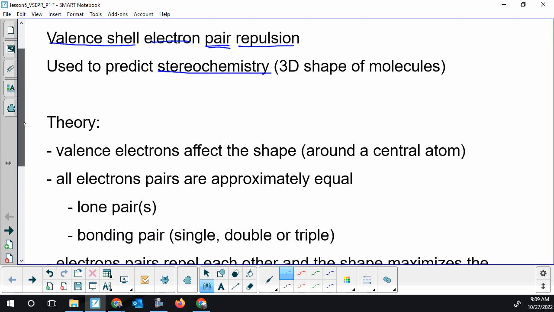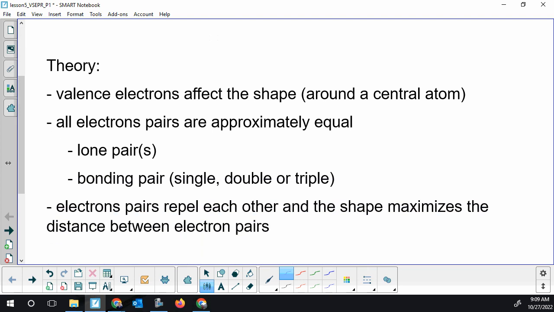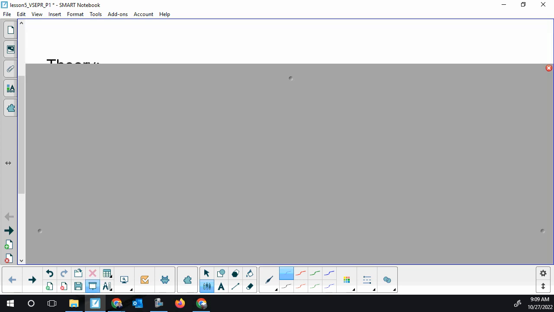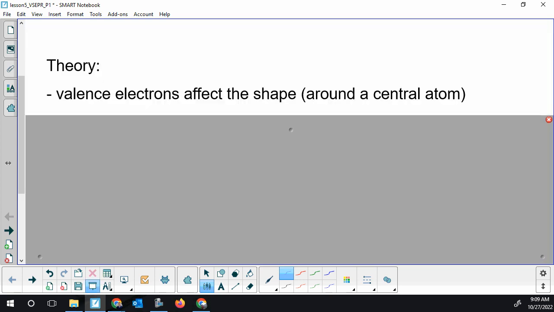So what are some pieces of this theory? It's kind of already been mentioned in explaining the wording. Okay, it's only the valence electrons that affect the shape around a central atom. This will kind of keep coming up. We're going to do shape or shapes, plural. If there are three central atoms, we're going to have three different shapes. We're going to have to look at them one at a time.